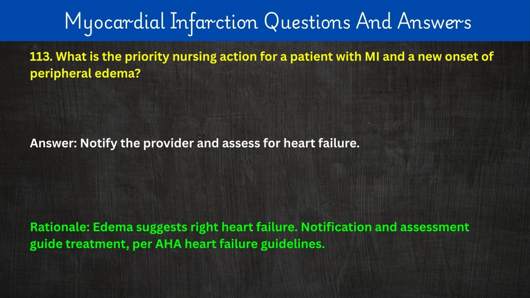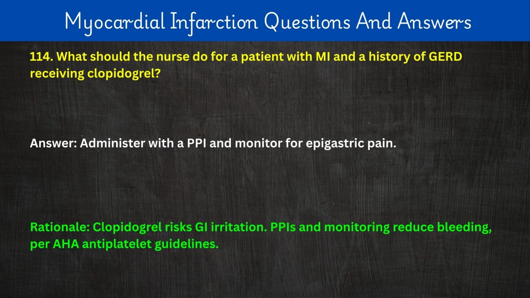113. What is the priority nursing action for a patient with MI and a new onset of peripheral edema? Answer: notify the provider and assess for heart failure. Rationale: edema suggests right heart failure. Notification and assessment guide treatment, per AHA heart failure guidelines.